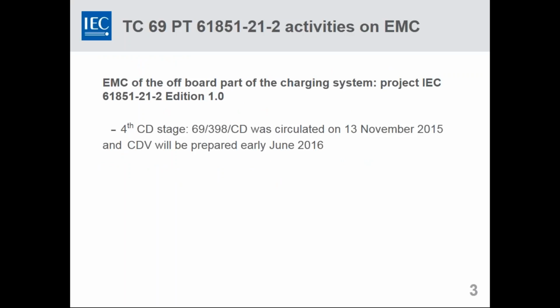You see it's on the 4th CD. That means 4 times they tried to get what they needed, but they ended up being successful to go to a voting document, which is CD, committee draft for vote. And I expect it's any moment, or it may be on the street already.